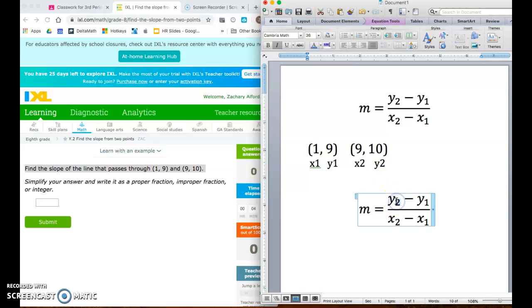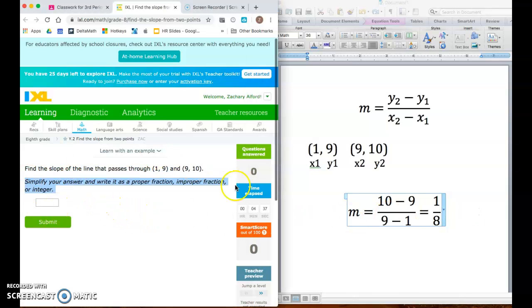So here's our formula. We said that y2 is 10, y1 is 9, x2 is 9, x1 is 1. Okay. So 10 minus 9, the top, is going to be 1. All right. 9 minus 1 is 8. Okay. I don't have to simplify that fraction. 1 over 8 is already in simplest form.